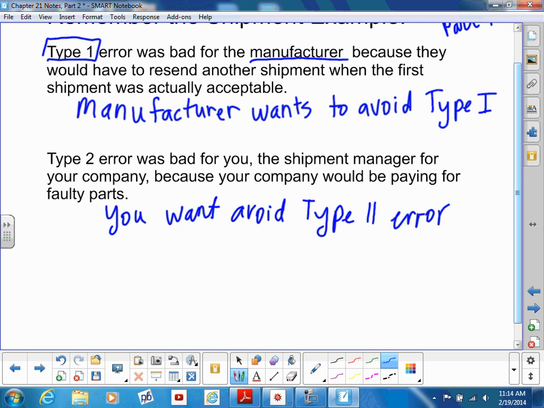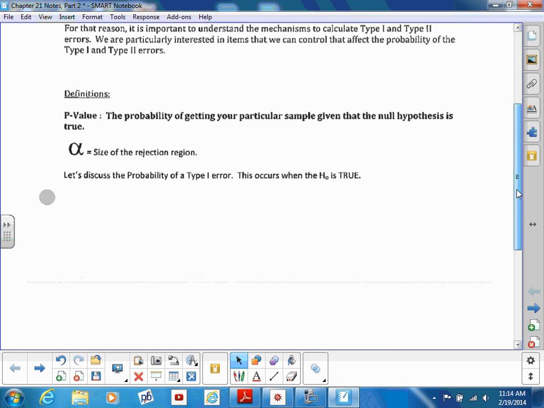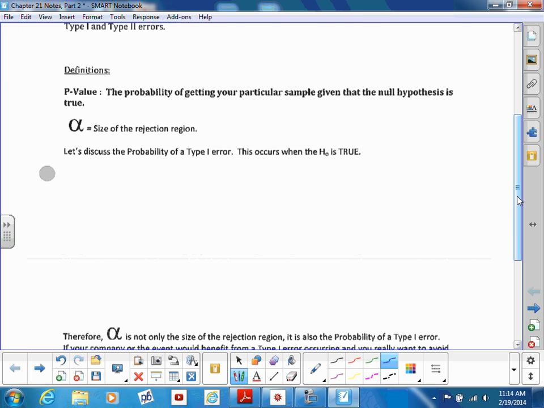Whoever is controlling the hypothesis test will control the probability of these errors happening. This is critical. Watch this. Okay, see, look here. For that reason, it's important to understand the mechanisms. You already know this, that the p-value is the probability of getting your particular sample or something more extreme, if the null hypothesis is true. We already had talked about this last chapter.